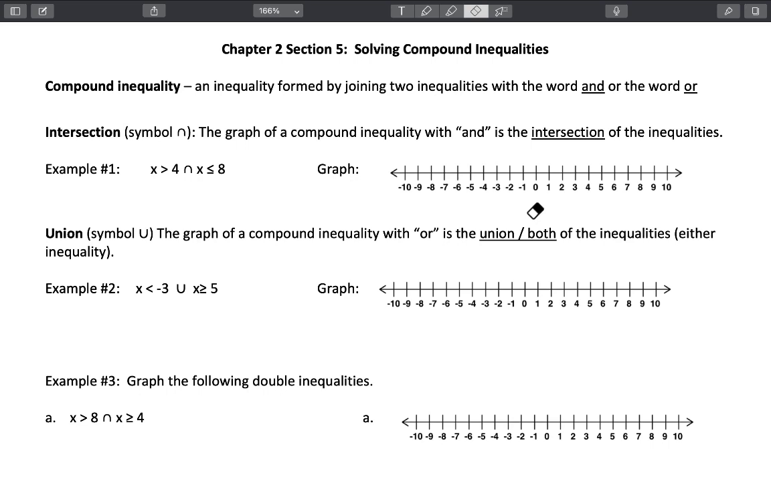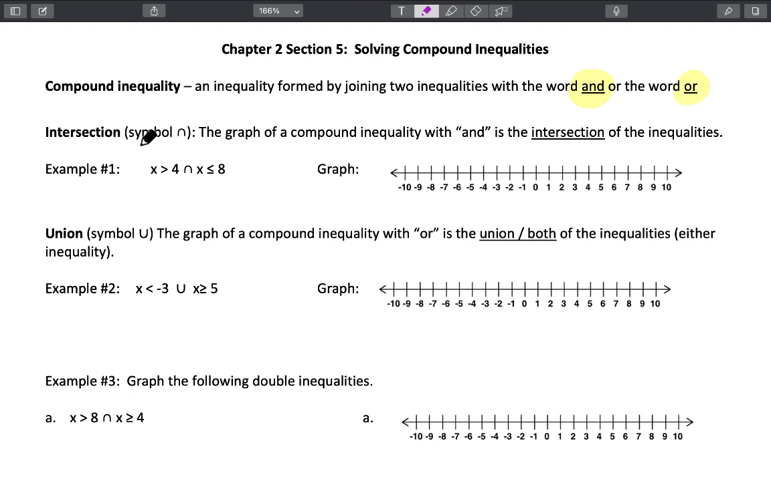Unit 2, Section 5. In this unit, we're going to be talking about compound inequalities. Compound inequalities are also known as double inequalities, and they are two inequalities that are joined together by one of two words, either the word "and" or the word "or." So let's talk about the difference between those two.